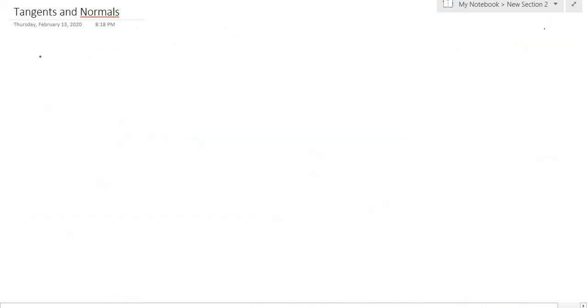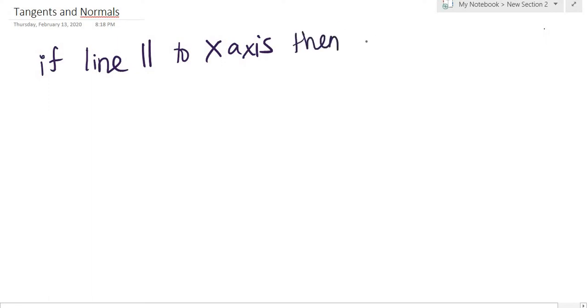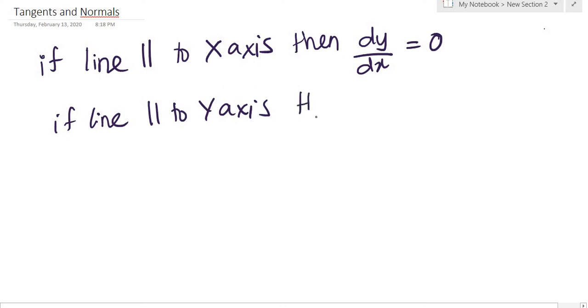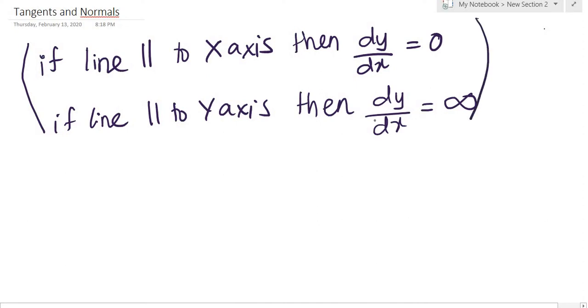Before proceeding, I would just like to tell you guys that if a line is parallel to the x-axis, then its slope, or dy over dx, will be equal to 0. And if a line is parallel to the y-axis, then its dy over dx would be infinity. Just these facts, because in the question they might not give you a numeric value, they'll just say that the tangent is parallel to the x-axis, then you have to make this assumption.